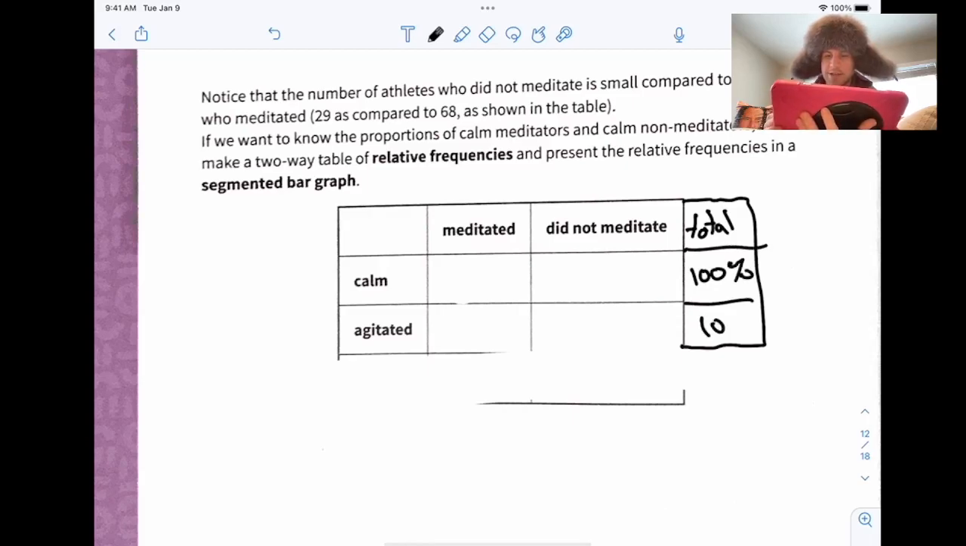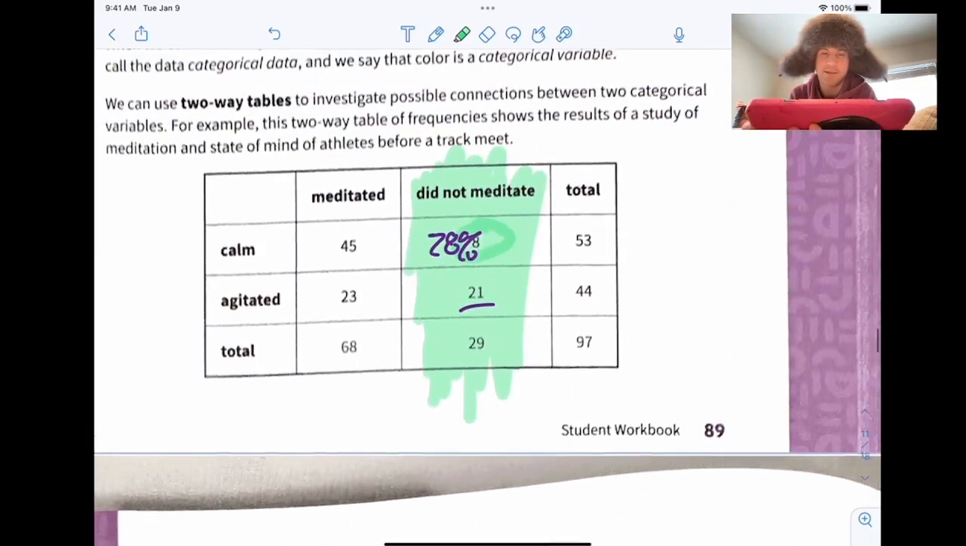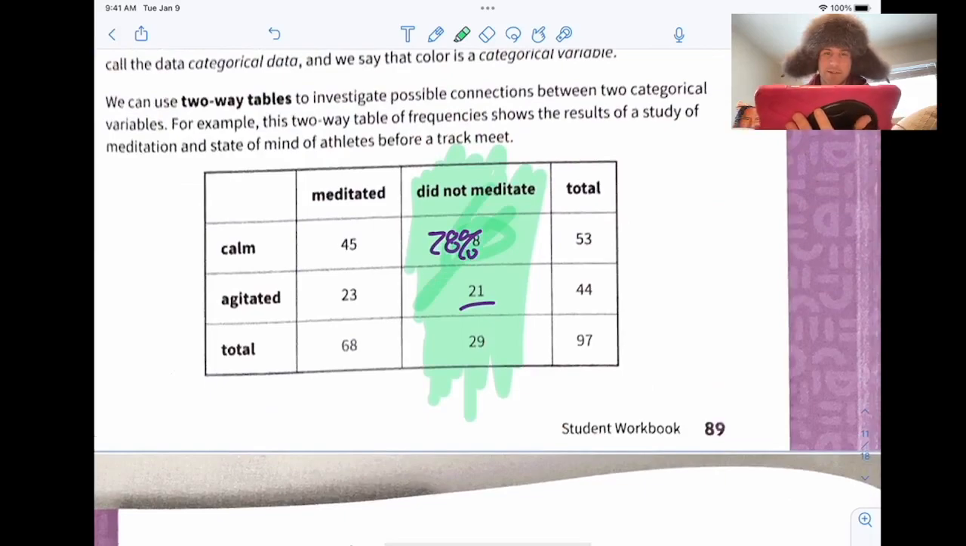Now this changes our relative frequency a bit, because instead of looking at, out of all the people who did not meditate, what percentage is calm, now we're looking at, out of all the people who are calm, what percentage of those people did not meditate. This allows us to get some better ideas on the associations here. We can do that the same way. Let me just erase all this junk.